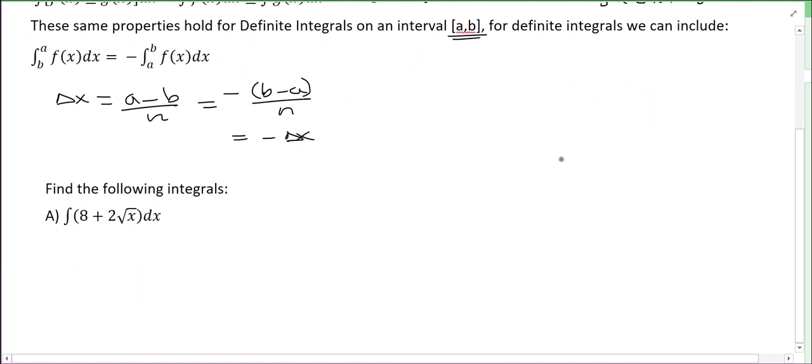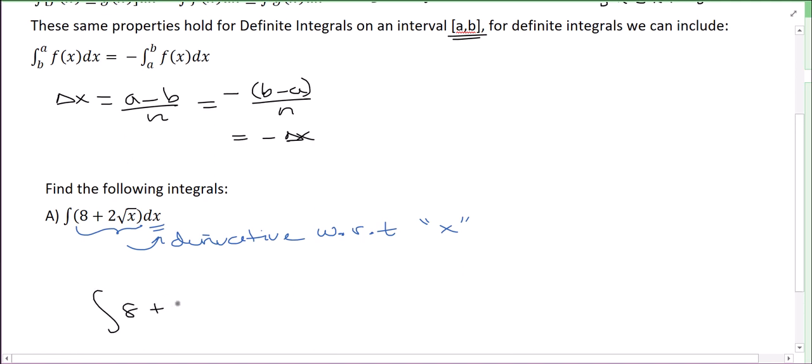So find the following integrals. Here we have part A, 8 plus 2 root x dx. Now remember that here we're trying to find the antiderivative. That means this 8 plus 2 root x is the derivative of something, and the derivative is taken with respect to x. So as I change the variable, just pay attention to what this is. Because this is telling us that x is the variable, let's rewrite this. I can say this is the integral of 8 plus 2x to the 1/2 dx.